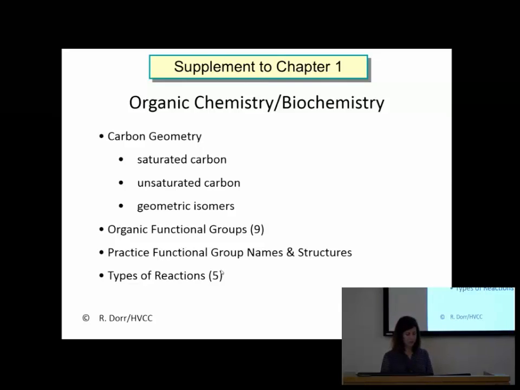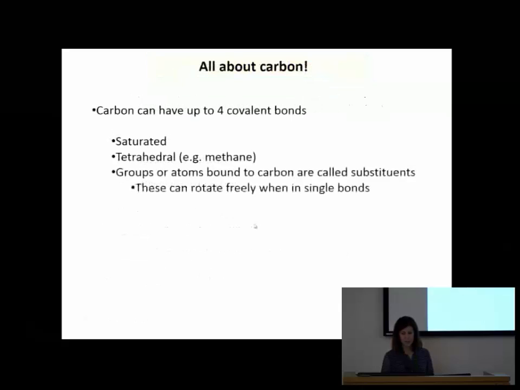So if you remember one thing about this entire portion of lecture, it is that carbon has the ability to do four bonds, all right? If it has four bonds, then it's said to be a saturated carbon. It's saturated with bonds. The shape is tetrahedral. Remember valence shell electron pair repulsion theory? You have your trigonal planar, tetrahedral. This is a nice shape of a tetrahedral.